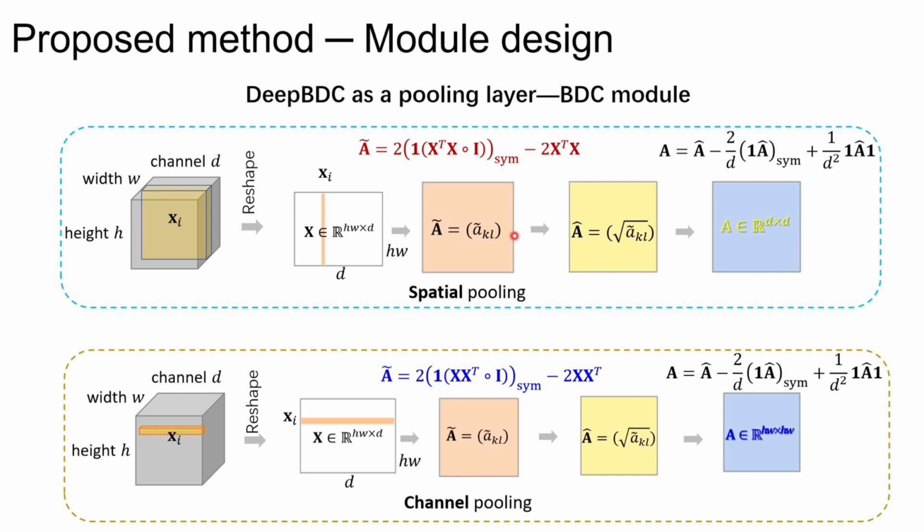Here is the detailed implementation. We can take a feature map as a random vector from the spatial view, as introduced just now. Meanwhile, we also implement channel pooling, taking the channel vector as a random observation.